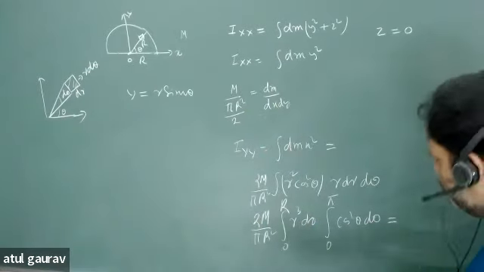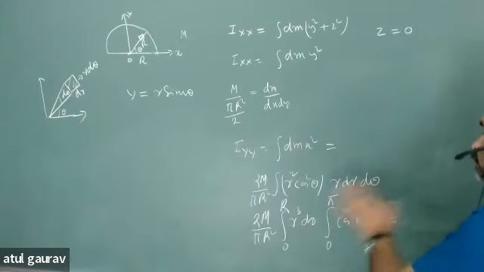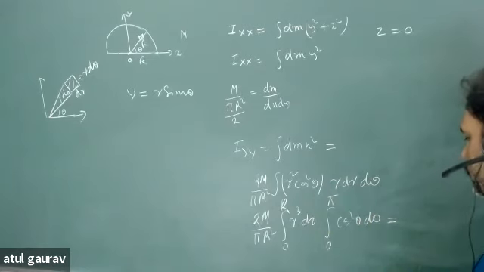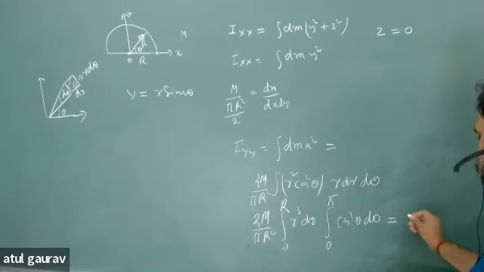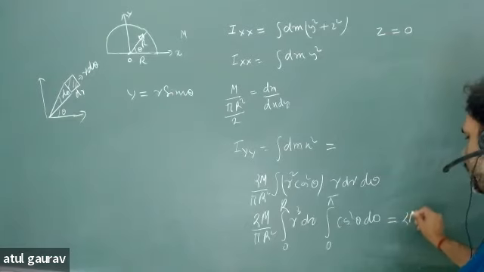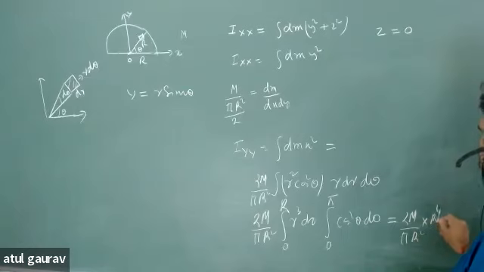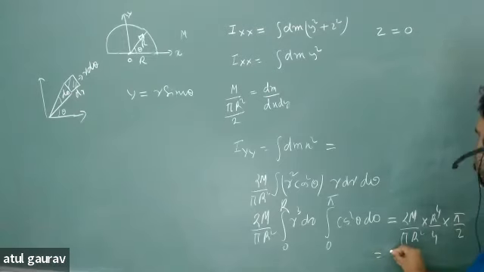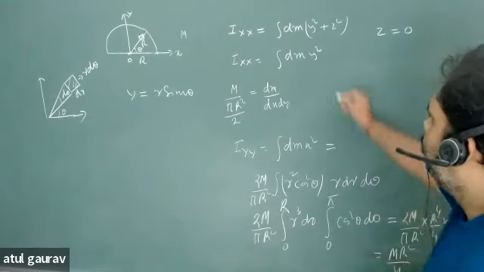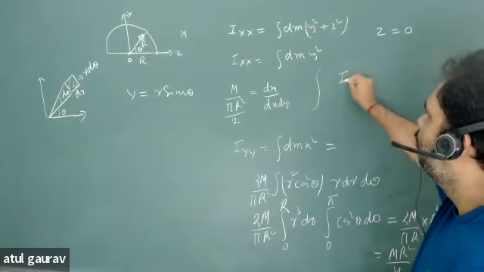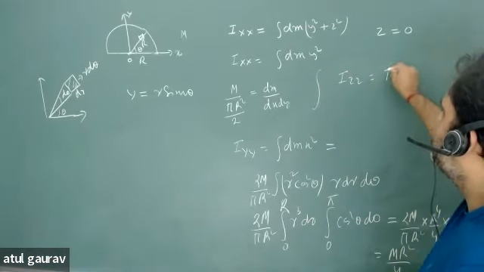Again you will go for 1 plus cos 2 theta type thing. Something like this will be there again. So that value is equal to 2m by pi r square, R to the power 4 by 4, into pi by 2. And I think this value is equal to m r square by 4. Let's try to go for IZZ. What will be IZZ?